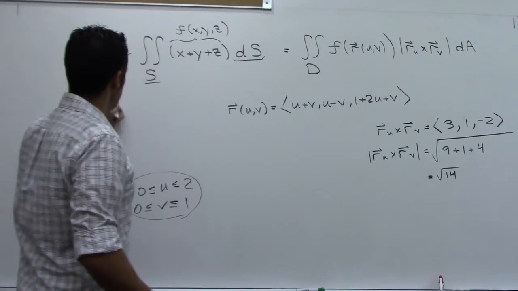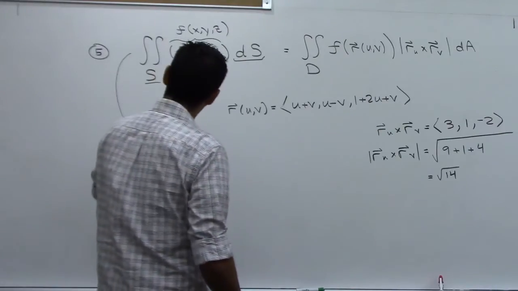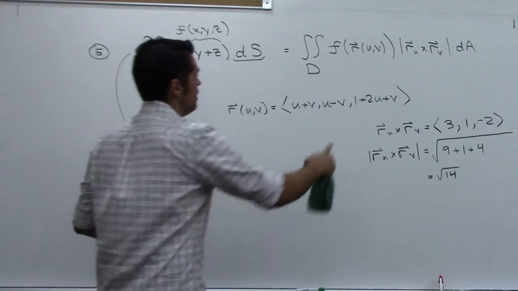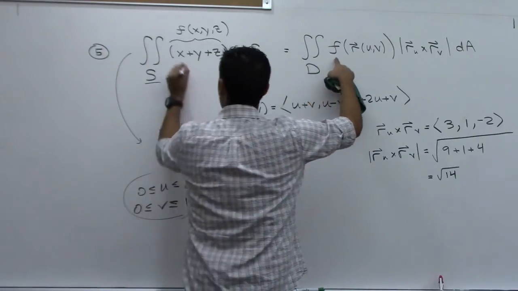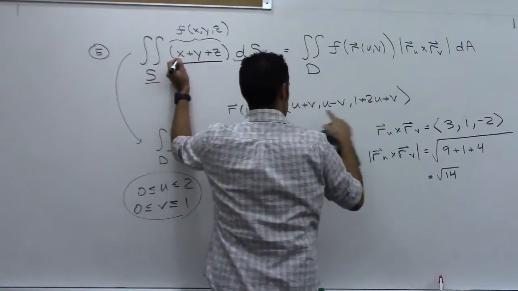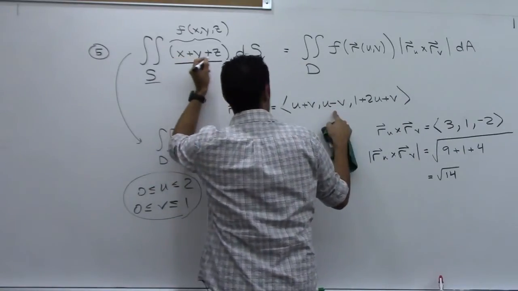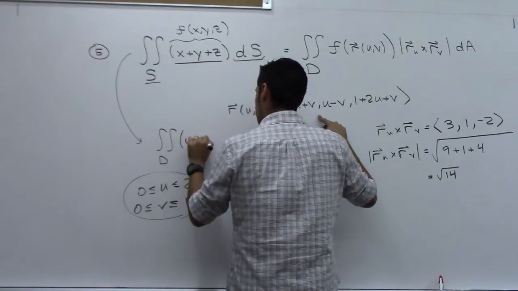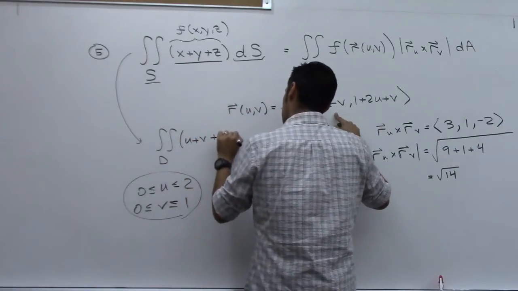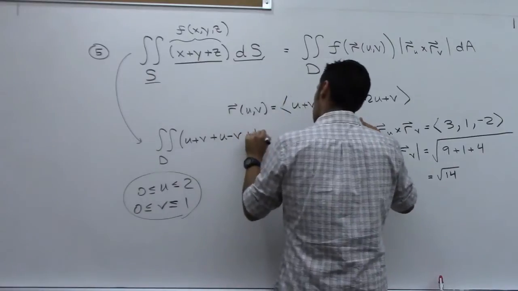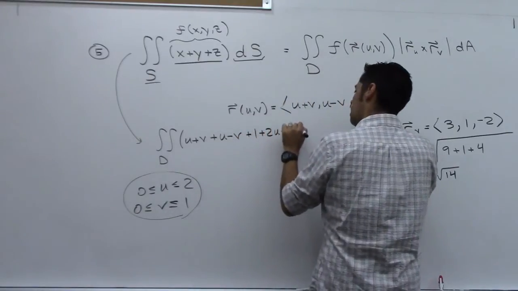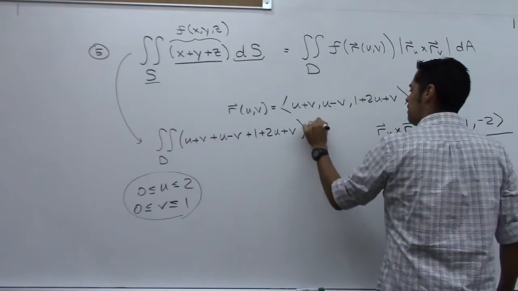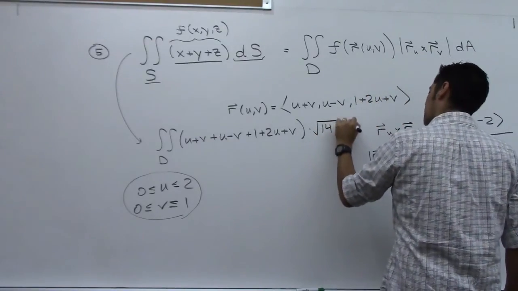So this becomes the double integral over D of the scalar function, which was this one. Replace the x with this, the y with this, the z with this. So it's just going to be u plus v, that's x, plus u minus v, that's y, plus 1 plus 2u plus v, times root 14 with respect to area.